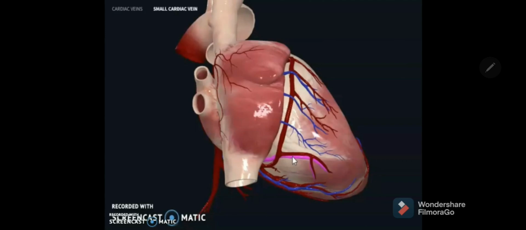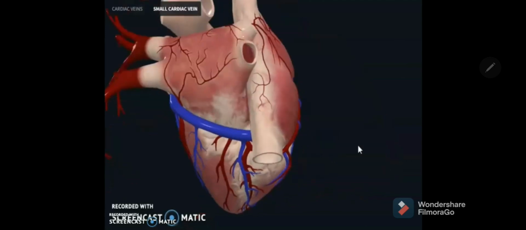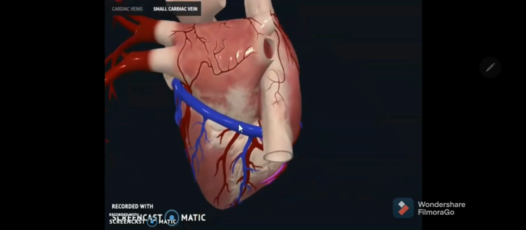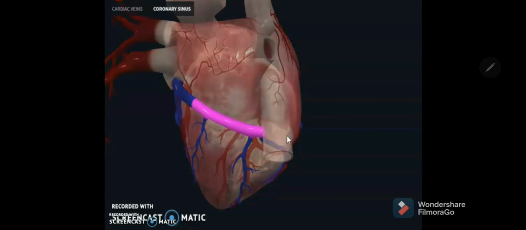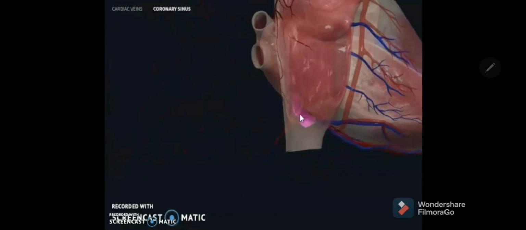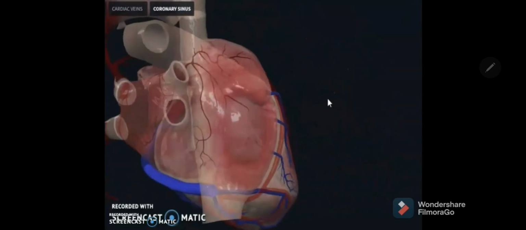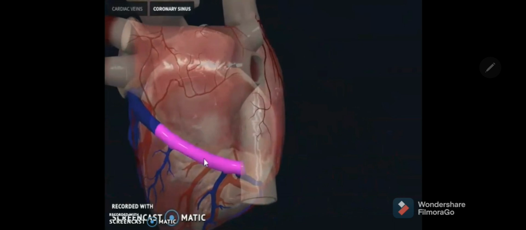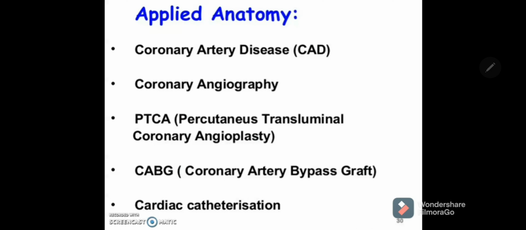Remember, coronary sinus is derived from the left horn and body of the sinus venosus. This is the largest venous channel of the heart, located in the left part of the posterior atrioventricular groove between the left atrium and left ventricle there, and opening into the right atrium here, guarded by Thebesian valve. It opens into right atrium between the opening of inferior vena cava and tricuspid opening.